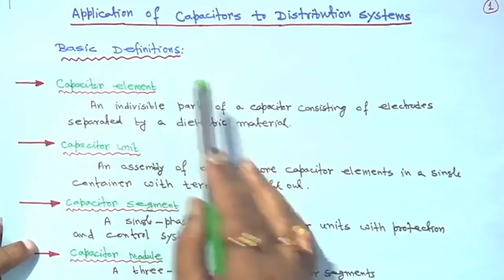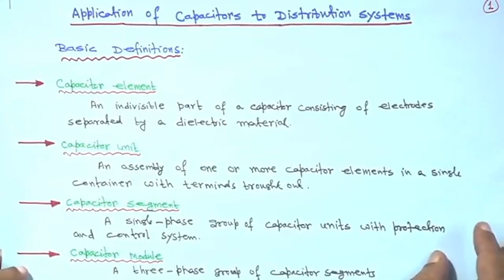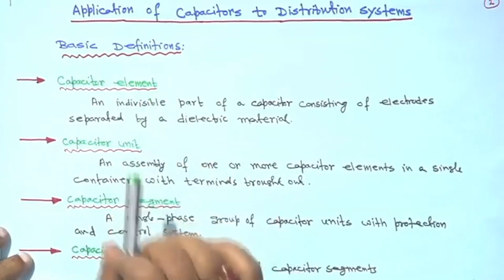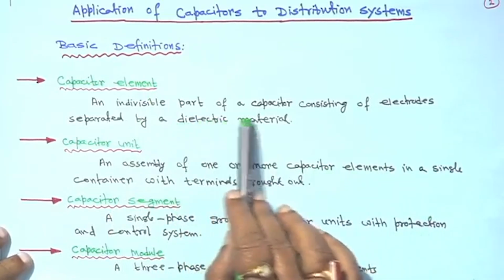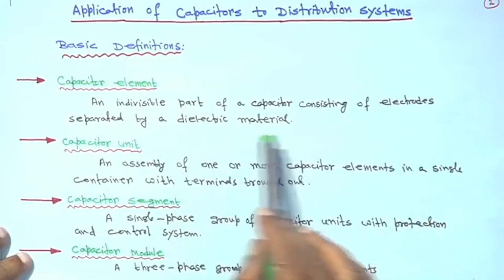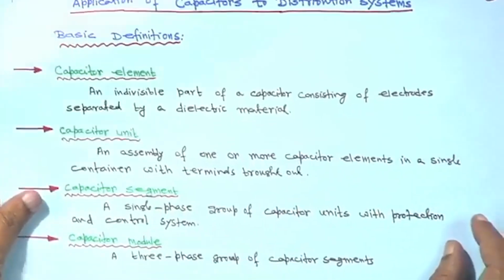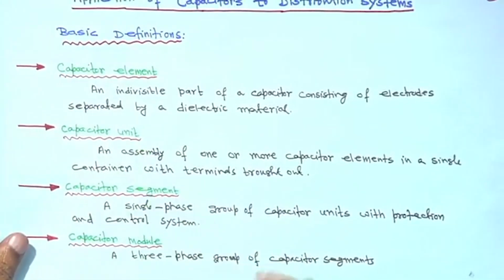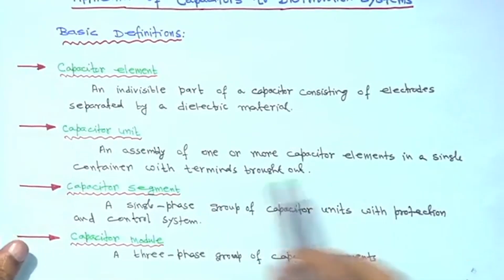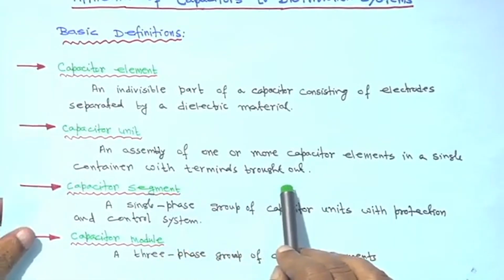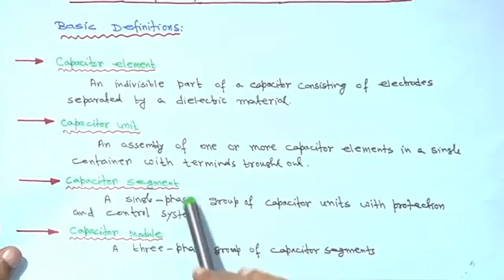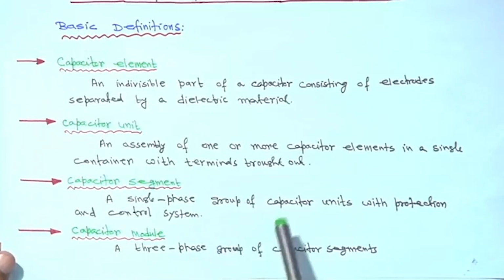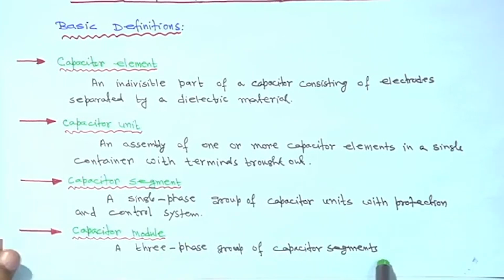First, some basic definitions. We will not talk about the construction of capacitors, only some general ideas. The first is the capacitor element, an indivisible part of a capacitor consisting of electrodes separated by dielectric material, which perhaps you might have seen in the laboratory. Next is the capacitor unit, an assembly of one or more capacitor elements in a single container with terminals brought out. Then the capacitor segment, a single phase group of capacitor units with protection and control system, and the capacitor module, a 3 phase group of capacitor segments.